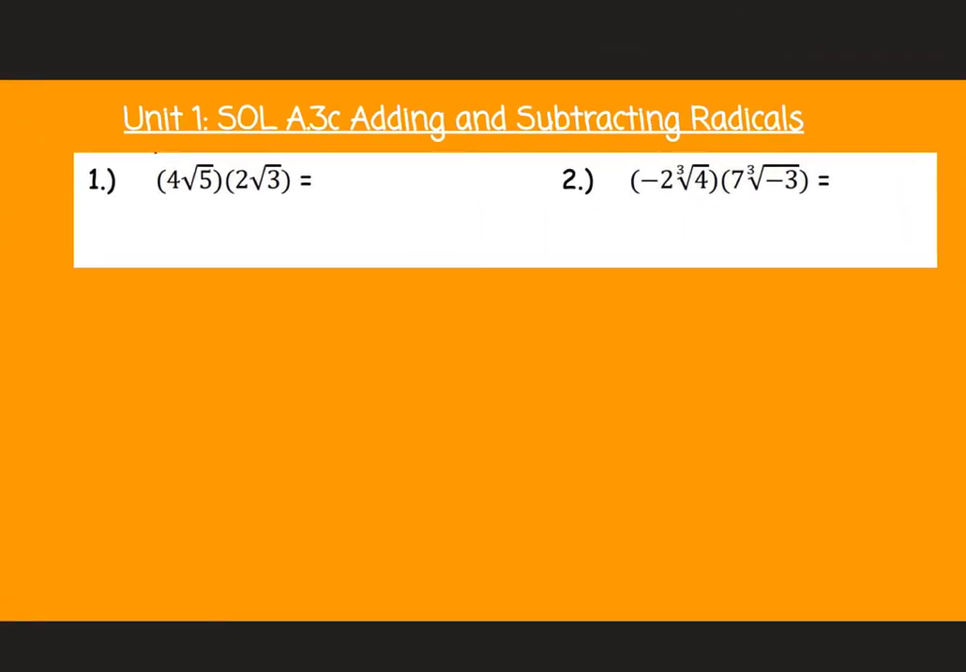Right, so at the top there is an error. This would definitely say multiplying, so I'm just going to scratch out this adding and subtracting. All right, so we can see, remember that we talk about in parentheses, that shows that it's multiplying. So we're multiplying 4 times the square root of 5 and 2 times the square root of 3.